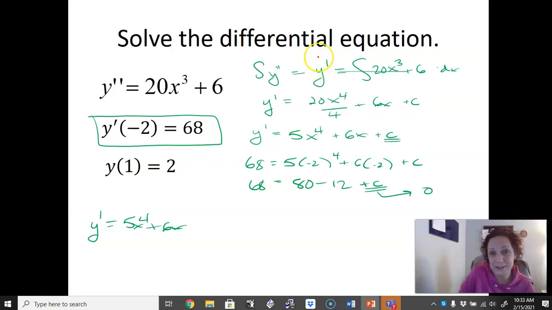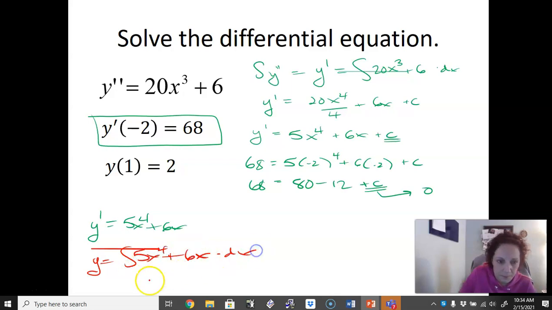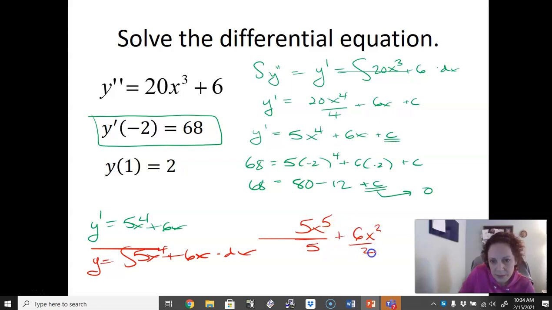So I solved a differential equation, but I ended up on a derivative, not a function. So let's do it again. So if I integrate my derivative, I'm going to land on y. So y is going to be the integral of 5x to the 4th plus 6x. So that would be 5x to the 5th over 5 plus 6x squared over 2. And again, don't forget your plus c. Right. So I end up with x to the 5th plus 3x squared plus c.